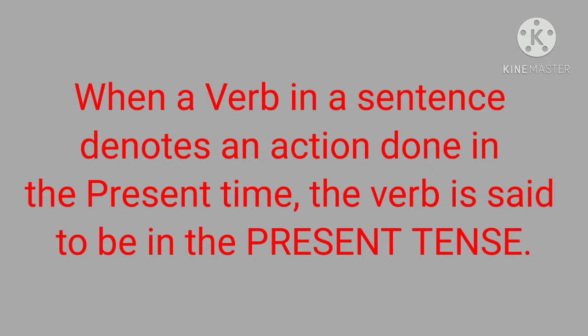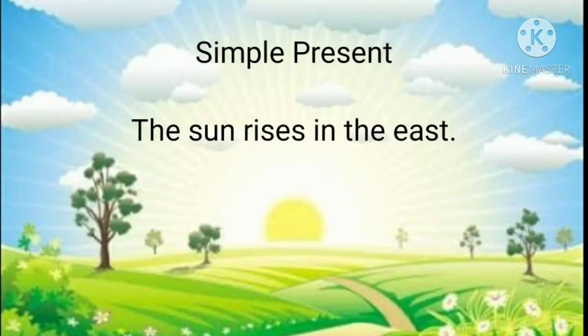For example, now let us see. In the simple present, we write a sentence: the sun rises in the east. Here your verb is rises. The sun will be your subject and in the east will be your object. When we see the verb rises, it shows us that this is done in the present moment.